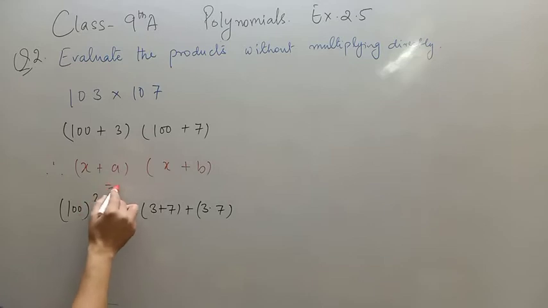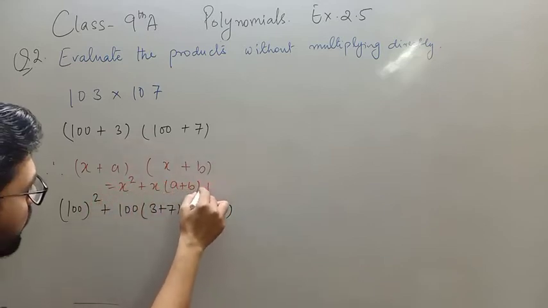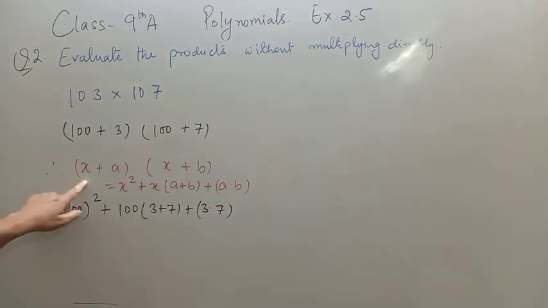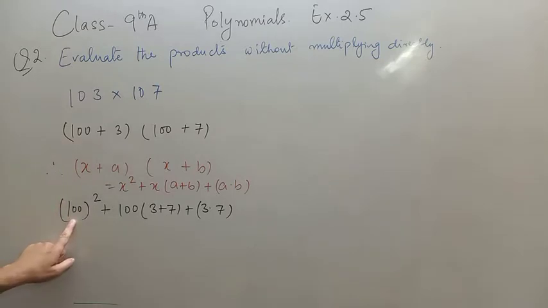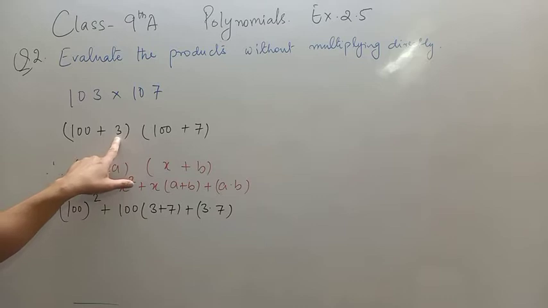So this identity gives you x square plus x into (a plus b) plus a into b, right? In place of x you have 100, so I just put 100 square. In place of a I have 3. In place of b I have 7. Now you can simply solve this question.